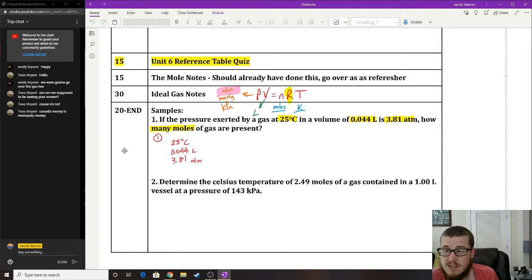They're giving us a lot of stuff, but you need to do one more thing. These are units: degrees Celsius, liters, atmospheres. But another thing that's worth writing is the letters that they represent. So 25 degrees Celsius represents temperature, so I'm going to write T equals 25. 0.044 liters is volume, so V equals this. 3.81 is P equals, the pressure. The reason we do this is so that when you get to step number 4 and you're plugging things in, it tells you exactly where everything needs to go.